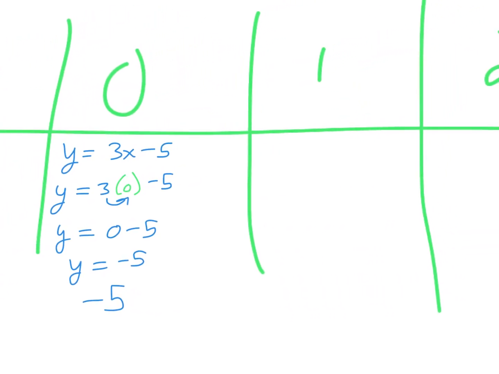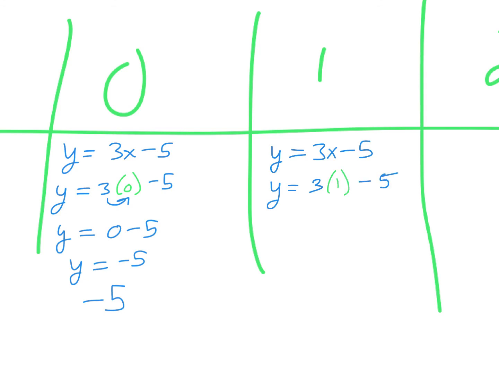All right, scooching along. We just keep going down the list of domain values. y equals 3x minus 5. So y is equal to 3 times, we're going to change that over to 1, minus 5. Now we multiply. So y equals 3 minus 5. So y is -2.